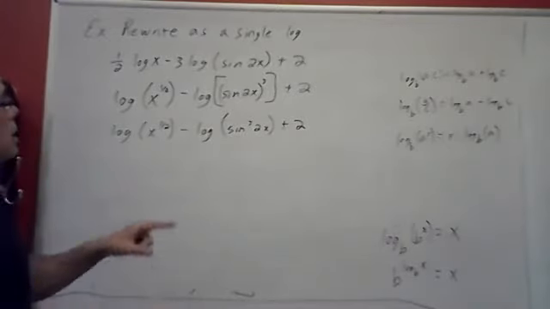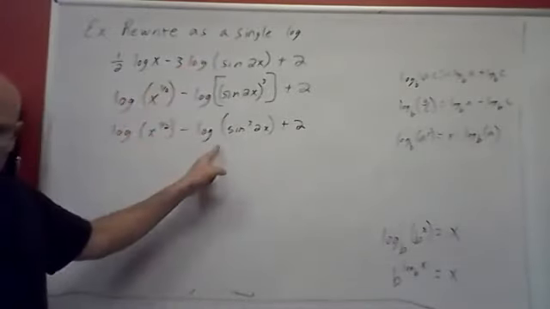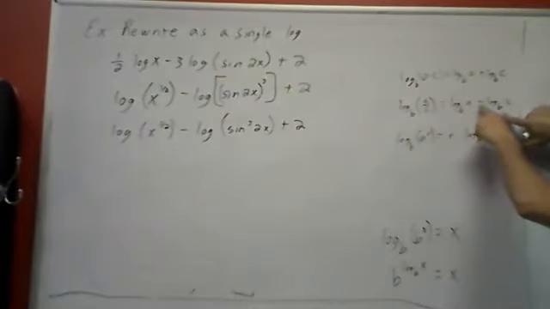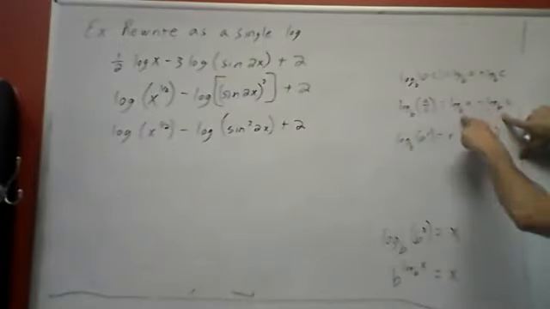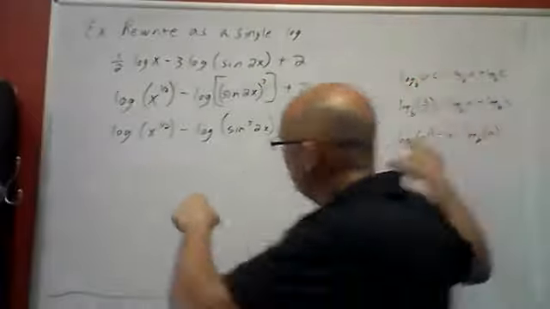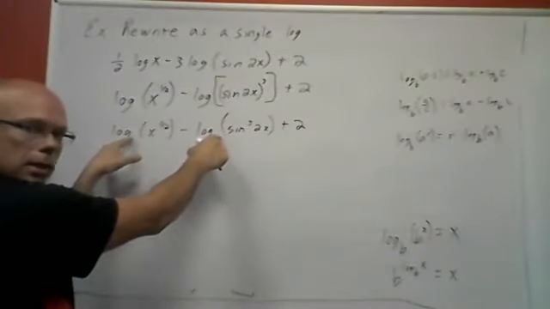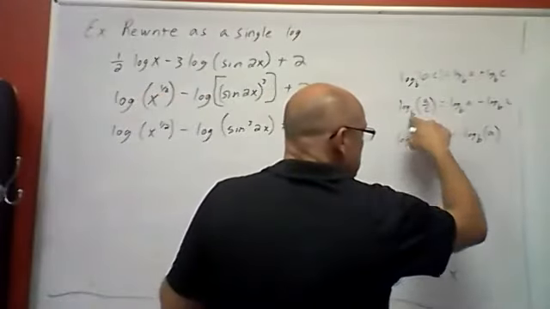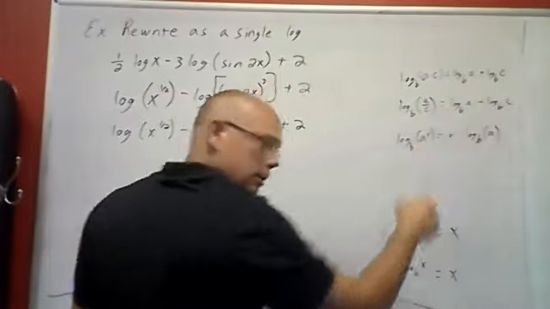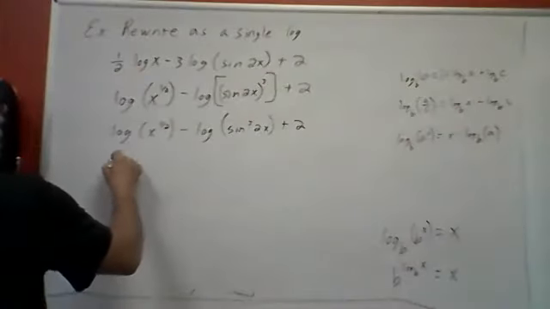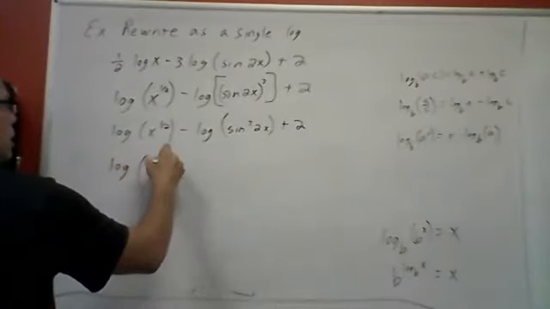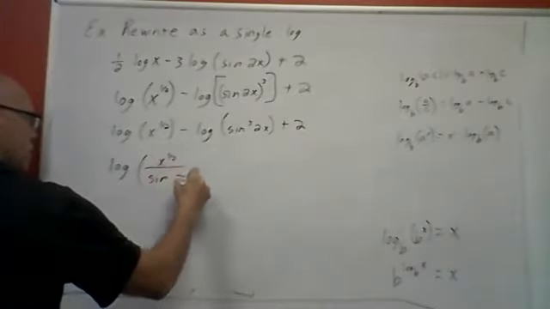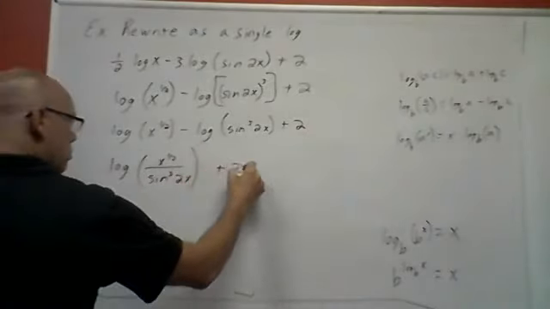All right, I'm trying to write this as a single logarithm. I have two logarithms here, right? So I need to combine those. What does this say right here? If I'm subtracting two logs with the same exact base, it's understood to be 10, right? Then what can I do? I can rewrite that as the log of the first argument over the second argument. So I'm going to write that as one log of the first argument, x to the 1/2, over the second argument, sine of 2x cubed, plus that 2 over there.